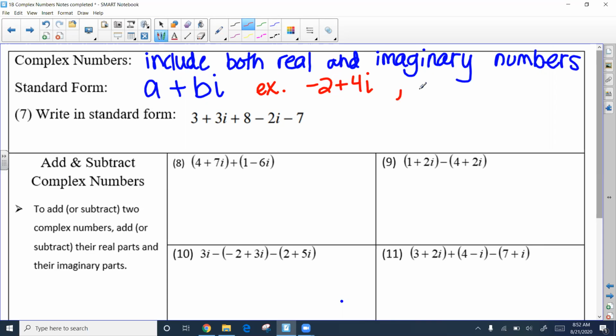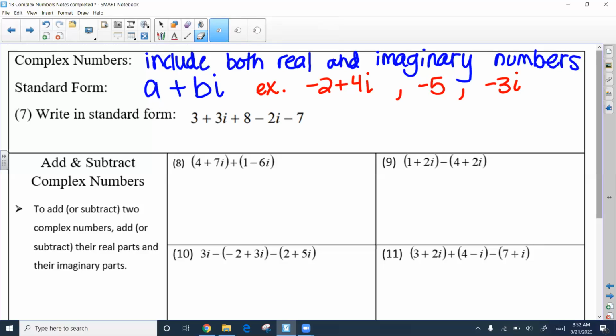It can also just be a number like -5. That just means the b is 0. So the a is -5 and the b is 0. This is still considered a complex number because remember, complex numbers can include both real and imaginary. Or even if we just have something like -3i, that still would be a complex number because that means the a, the real part, is 0, and the b is -3. So all of those would be included in complex numbers. And standard form specifically is written in this order.